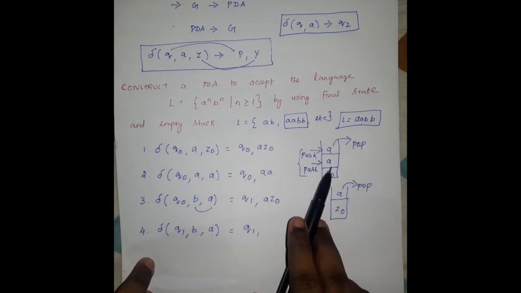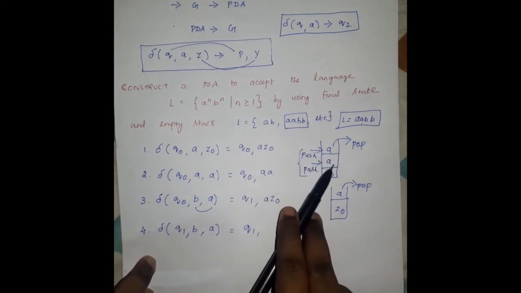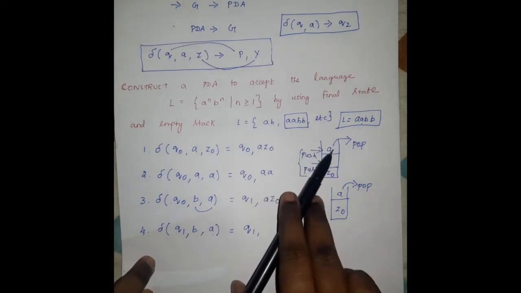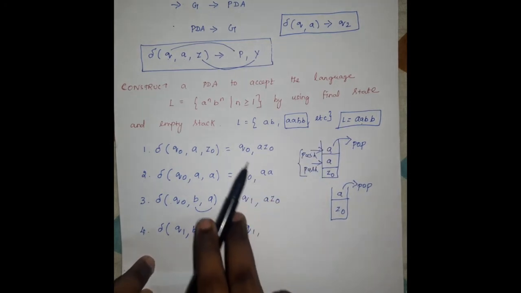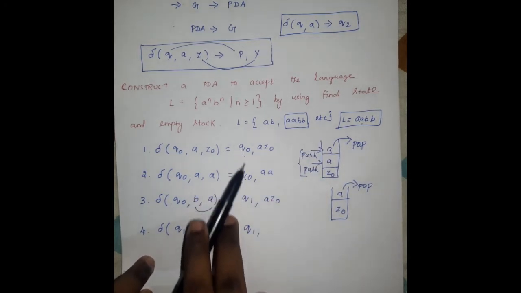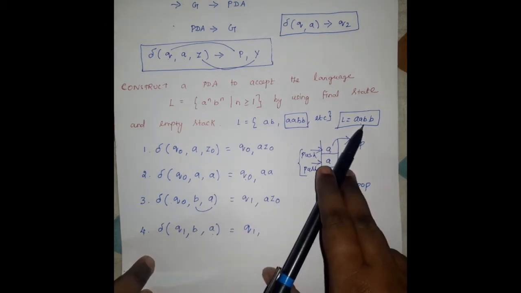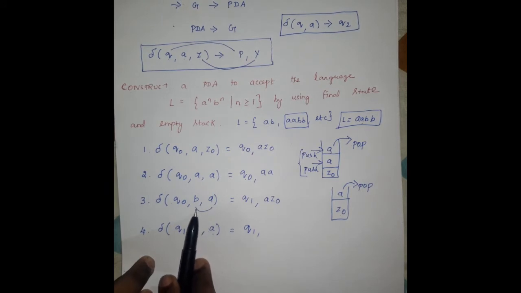Again, repeating: initially A is read, so the element A is pushed into the stack. Again A is read, so the element A is pushed into the stack. So the same operation, that's why the states remain in the same state itself. Next, after A, the symbol B is read, so it will go to another state.